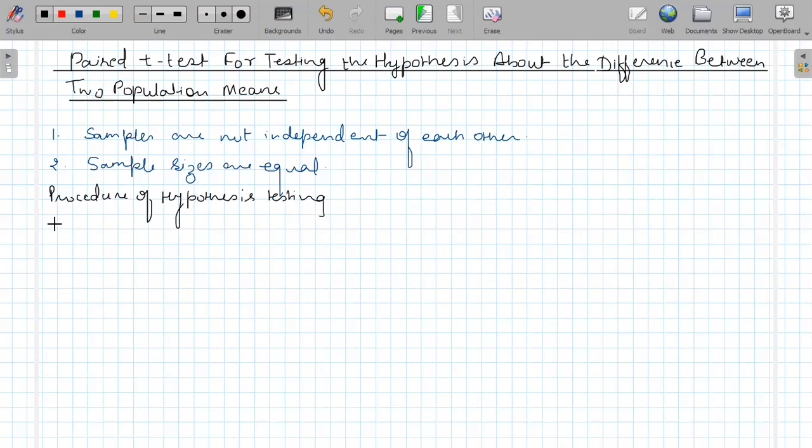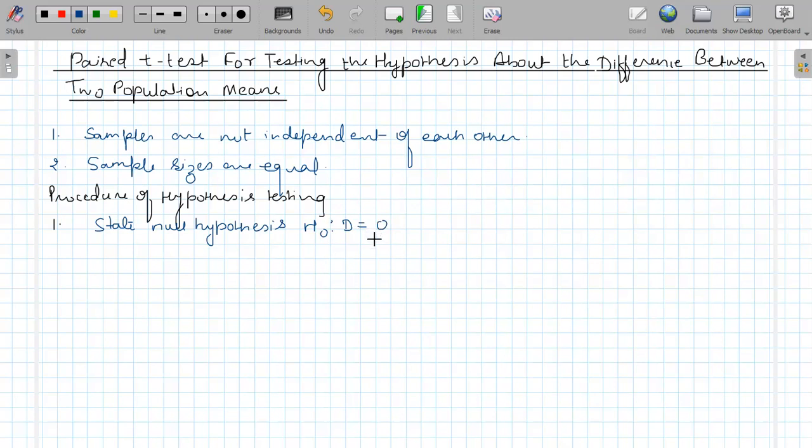So number one step in the procedure is state null hypothesis. It is denoted by H naught, and null hypothesis is about the difference, capital D.